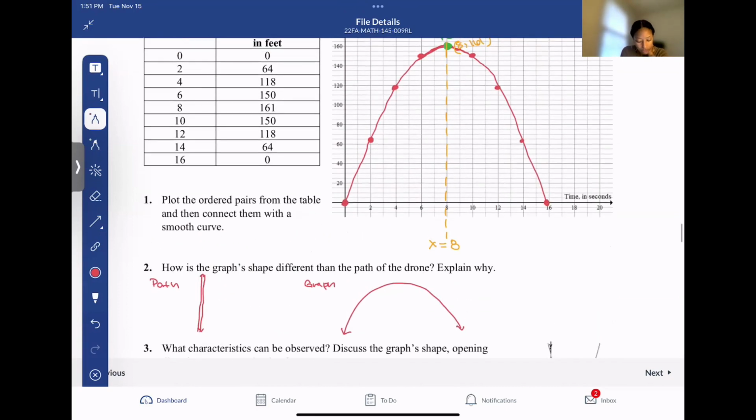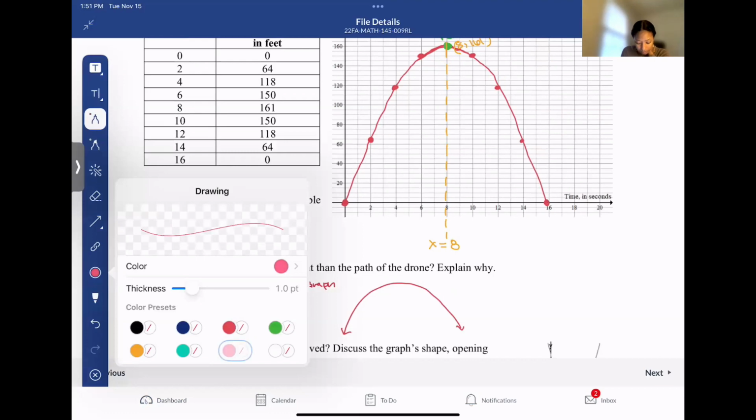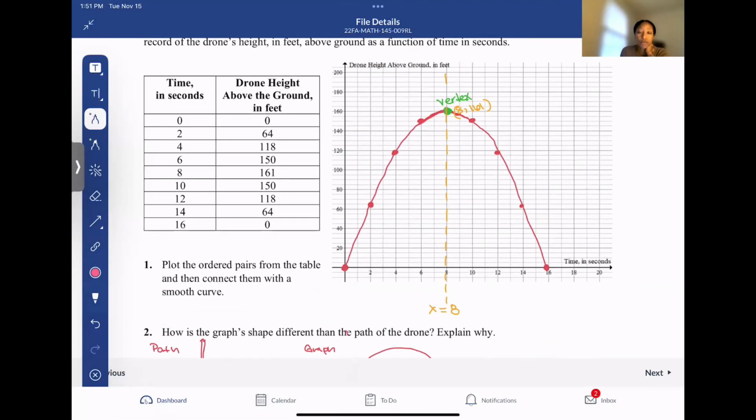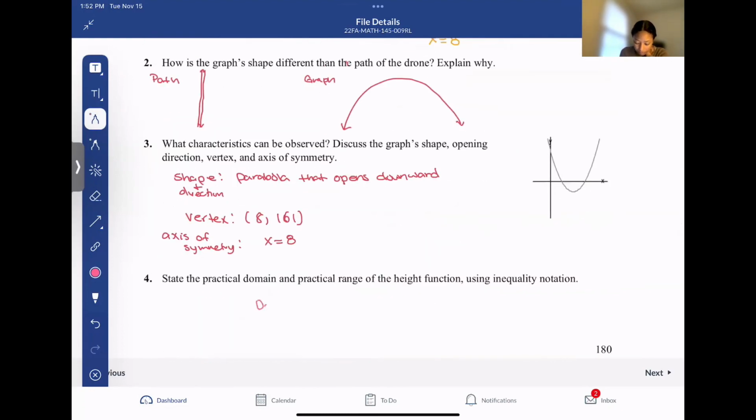Part 4, state the practical domain and practical range of the height function using inequality notation. So in this case, of course, the domain is given by the input values. Our inputs go from 0 to 16. We can see that in the table. We can also see that on the graph. The x's are going from 0 to 16. So for the domain, the possible times are x's between 0 and 16, including 0 and 16.